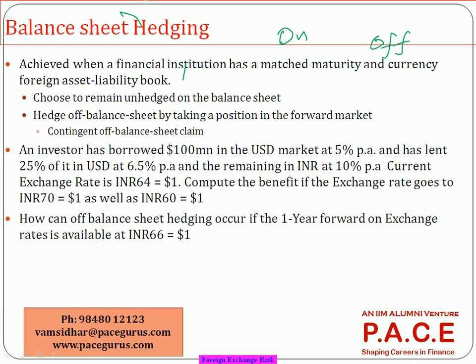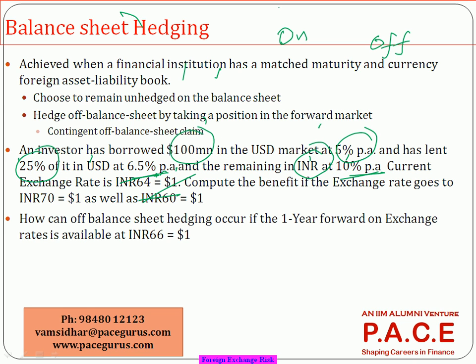Let's assume something like this. A person has borrowed $100 million in the US at 5% interest and lent 25% of it in USD to US customers only, at 6.5%. Whereas the remaining he has lent in INR at 10% per annum. Currently the exchange rate is 64 rupees per dollar.